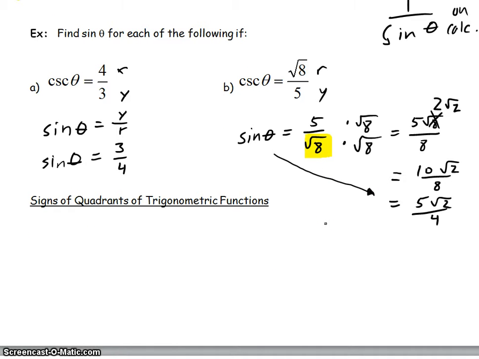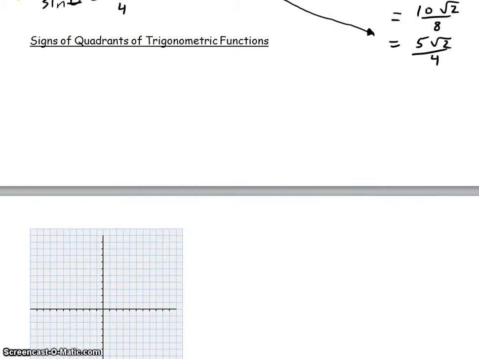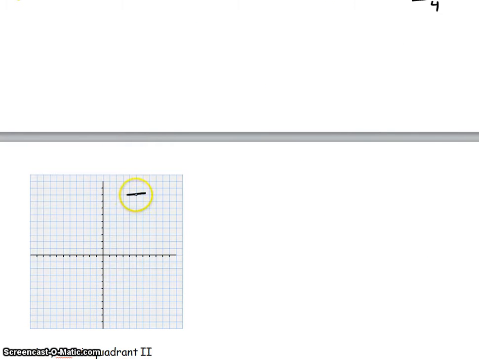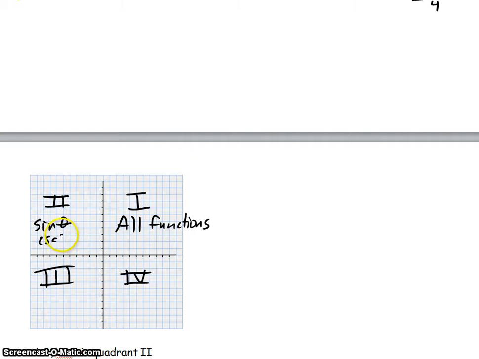So now what I'm going to talk about, which we talked about in class already, are the signs. You just have to be aware that in quadrant 1 versus 2, there are certain functions that are positive. And in this one, all functions are positive. This one, it's sine and cosecant. This one's tangent and cotangent. This one is cosine and secant.